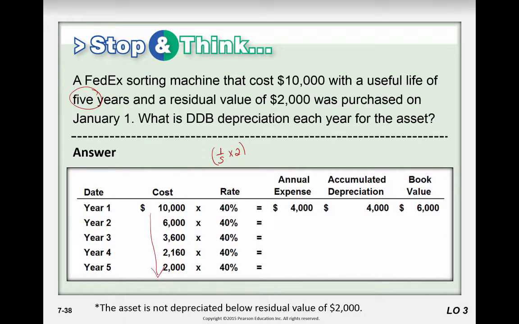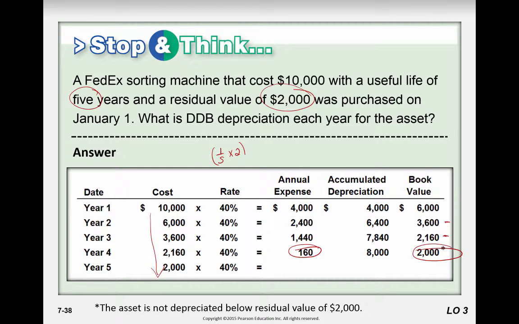As we do this, 10,000 times 40% is 4,000. Then 6,000 times 40% is 2,400, and you see our book value is 3,600. Then 3,600 times 40% is 1,440, so our book value is 2,160, still greater than the 2,000. In this case, when we take 2,160 times 40%, the only thing we can do is 160, because we have to make sure that we don't go below the $2,000 mark here.